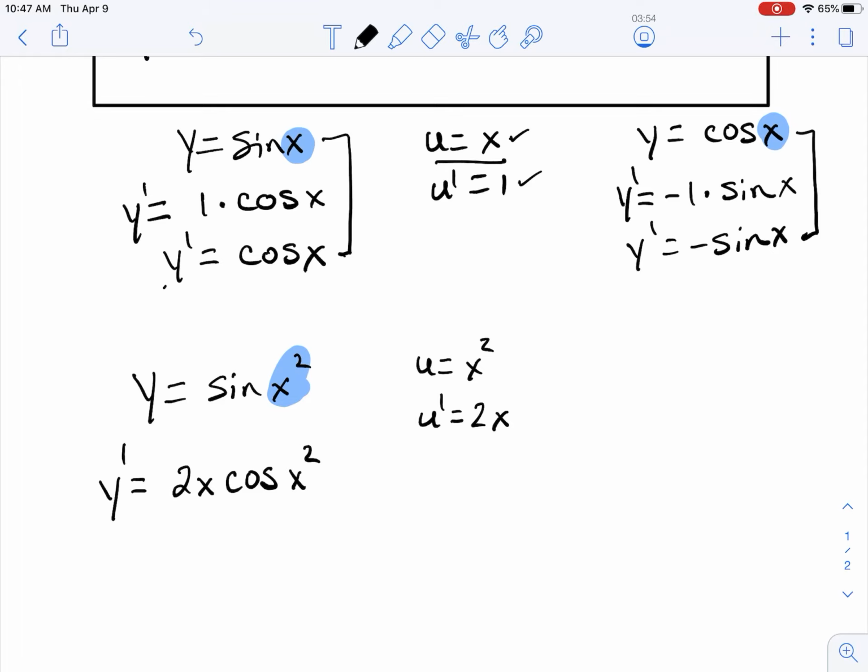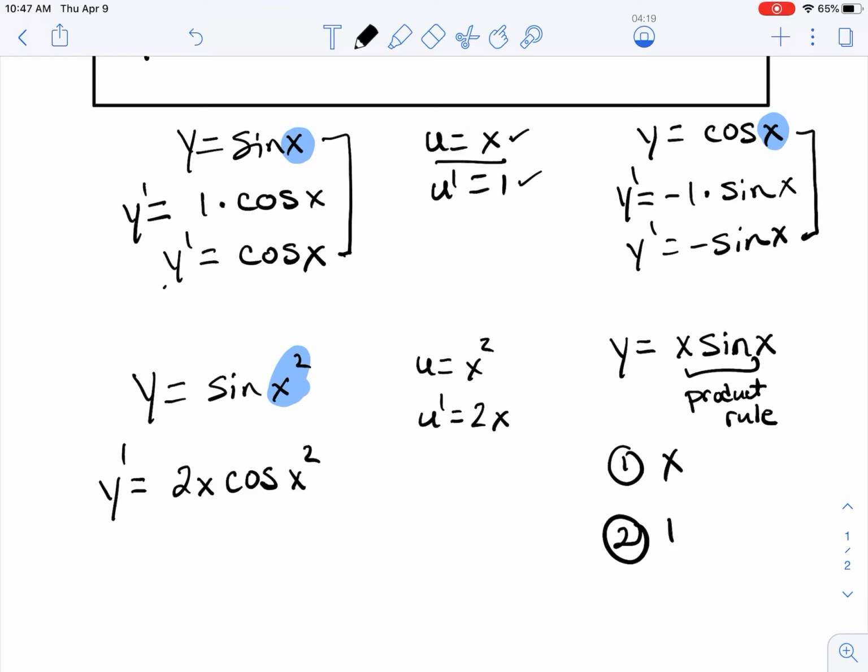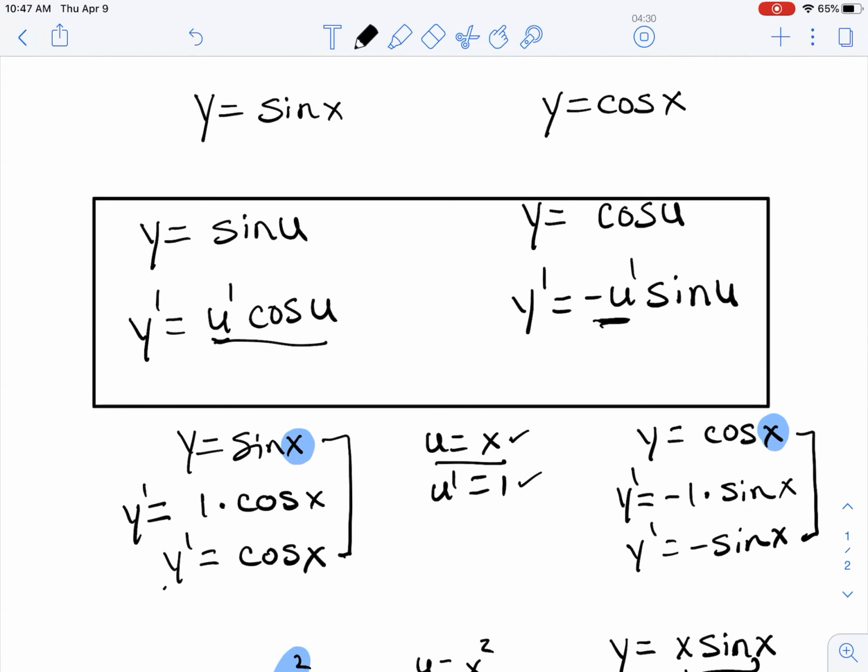Okay, now let's look at this one. Why don't we have a little bit of fun. So what about y equals x sine x? Because you have two functions of x, you're going to have a product rule here. All right, great. I'm going to set up my 1, 2, 3, 4. 1 is x. 2, the derivative of that, is 1. 3 is sine x. Now, at the beginning of the video, I showed you how to take the derivative of sine x. So I'm just going to remember that's cos x.